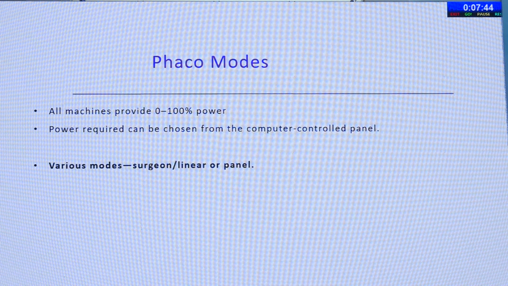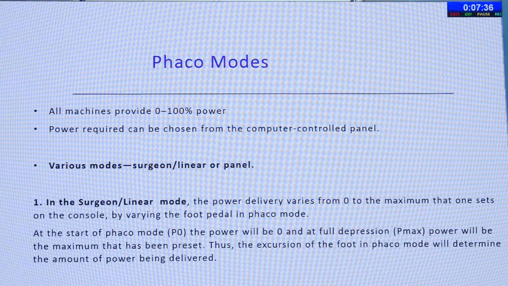Now coming to the phaco modes, this is a very important topic. There are mainly two modes, the surgeon mode or the linear mode, and the second is the panel mode or the constant mode. Now what is the surgeon mode or linear mode? It means that it will depend on the amount of foot pedal that you press, like I explained before. So power delivery is from 0 to the maximum power that is set on the console. But it will entirely depend upon the foot pedal, how much of the foot pedal excursion is there. Suppose 1 millimeter, then how much 1 millimeter is giving, 2 millimeter, how much 2 millimeter is giving.